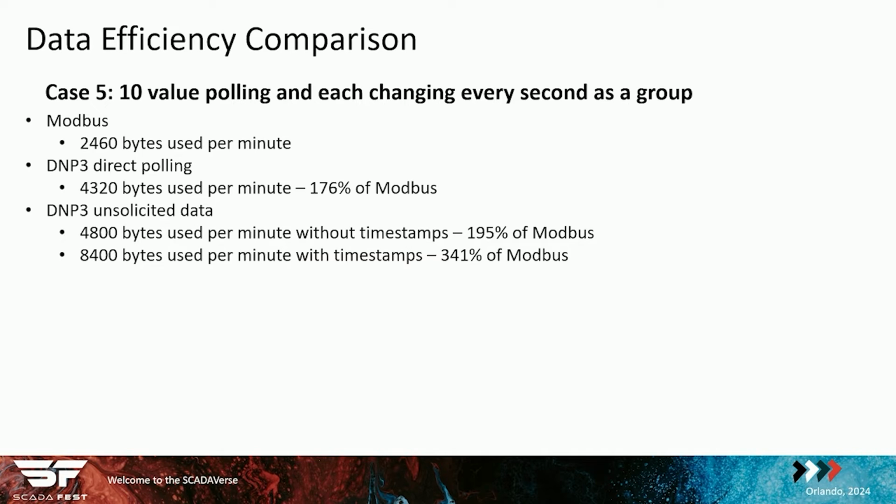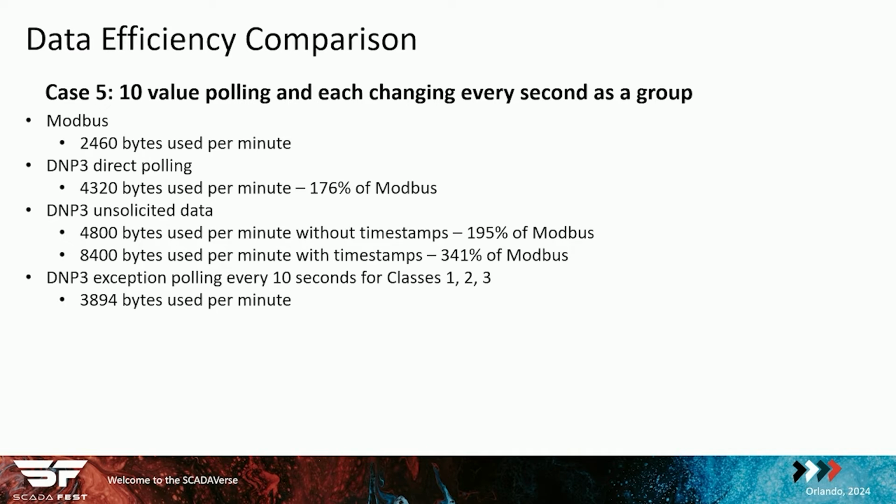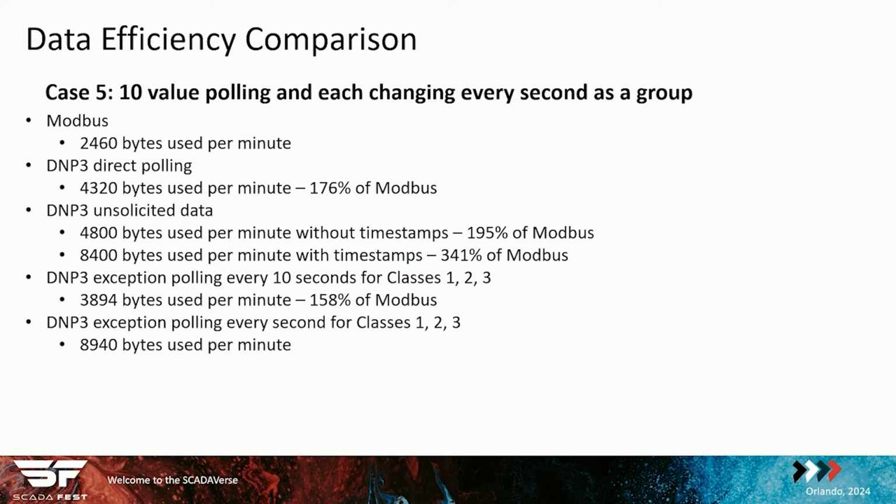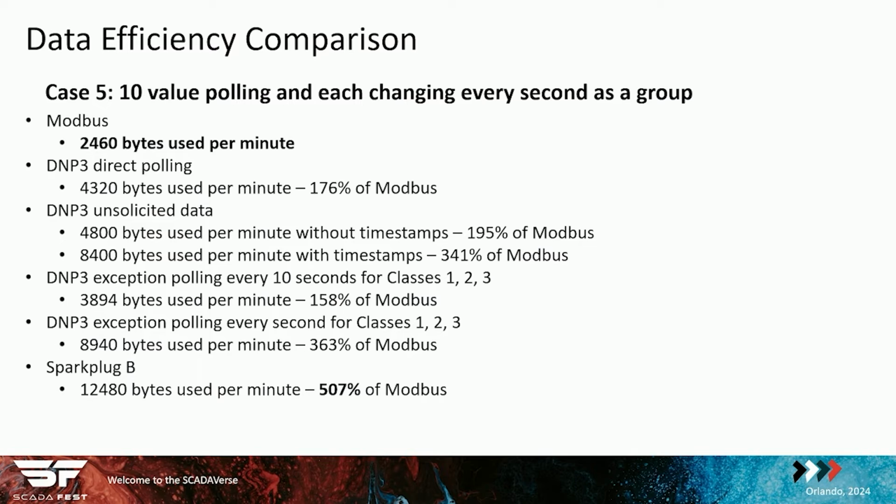And you'll see even further why from a CPU efficiency point of view as well within VTScada. So exception polling every 10 seconds is still quite a bit of data coming in. Exception polling every second is really bad. Sparkplug B, though, is where things grow exponentially. We end up now using 500% of Modbus, 5 times the data, to get the exact same thing if you're publishing a lot of data very frequently with MQTT Sparkplug B.